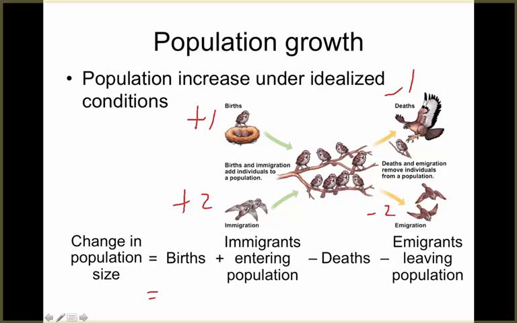So the overall change in population size would then be 1 plus 2 minus 1 minus 2, considering all of these different factors. So that's 3 minus 3. So overall, in this particular very simple example, we've had a change in population size of 0 by just simply adding and subtracting.